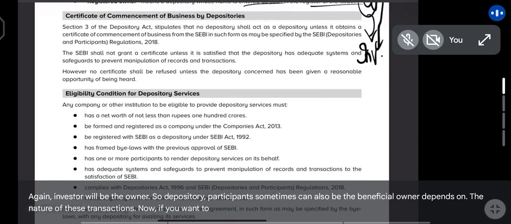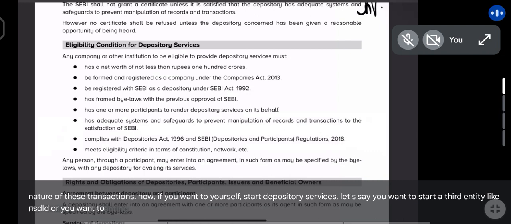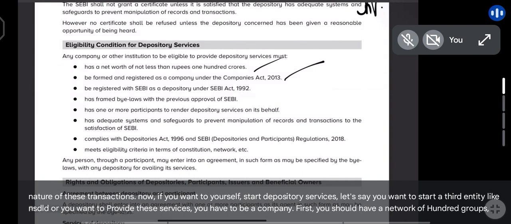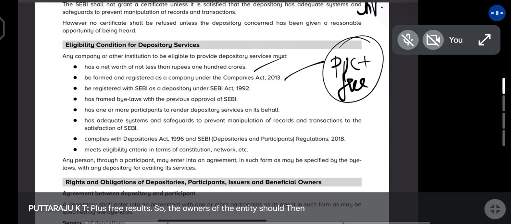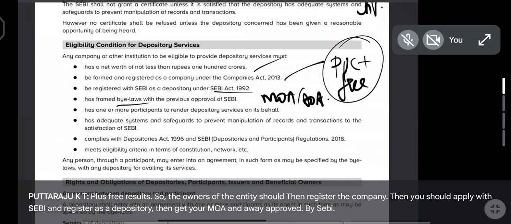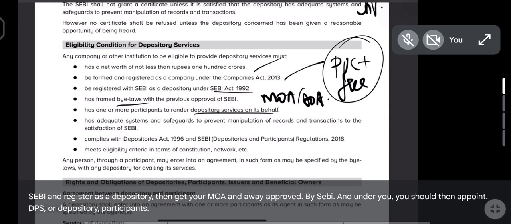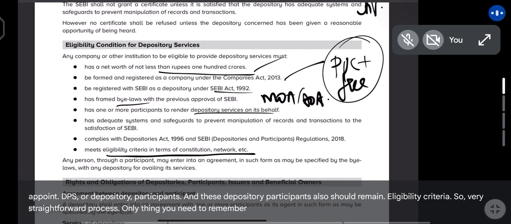Now, if you want to start depository services yourself, let's say you want to start a third entity like NSDL CDSL, you have to be a company first. You should have a net worth of 100 crores. Net worth means paid up capital plus free reserves. The owners of the entity should pay 100 crores because we need a nationwide operation. You should then register the company, then apply with SEBI and register as a depository. Then get your MOA and AOA approved by SEBI. And you should then appoint DPs or depository participants, and these depository participants also should maintain eligibility criteria. So it is a very straightforward process. The only thing you need to remember is 100 crores.